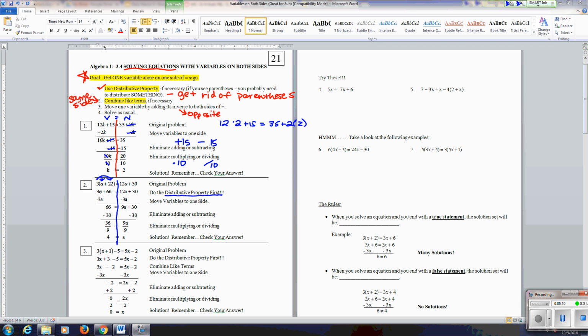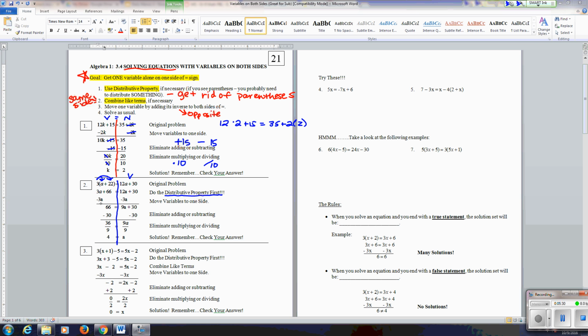So now we just have an a and a number and an a and a number. There's nothing to combine. So step 2, we combine like terms. We don't need to combine like terms because there aren't any. So we are going to get our variables to one side. We're going to this side first.